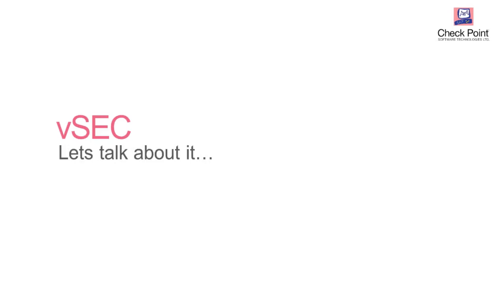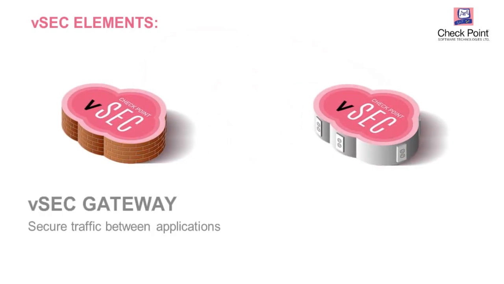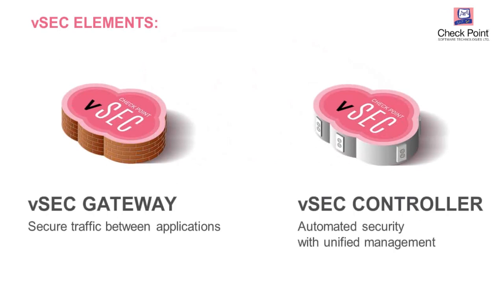Okay, so this brings us on to the main topic of today's discussion, vSEC. So let's talk about it. vSEC has two components. You have the vSEC gateway. This effectively lives within the hypervisor of our software-defined data center and secures the traffic between different applications, i.e. between virtual machines and other virtual machines or groups of virtual machines. We then have the vSEC controller. This lives within our smart manager, our smart center, and it's installed as an add-on. The role of the vSEC controller is to integrate with the SDN controllers within our software-defined data center, and the cloud management platforms as well, and within that integration provide a unified management policy with automated security. Again, we will dive into a bit more detail as to what this effectively means.